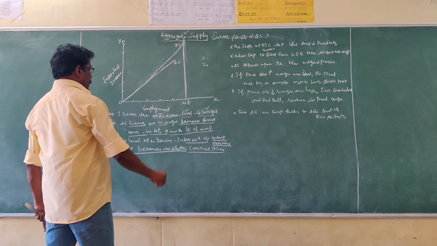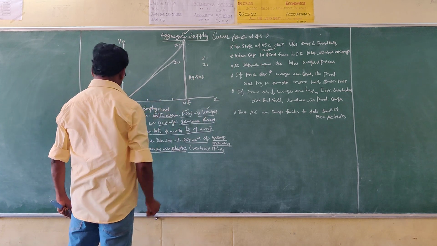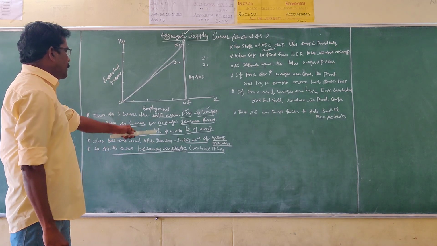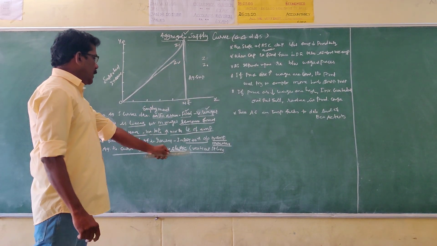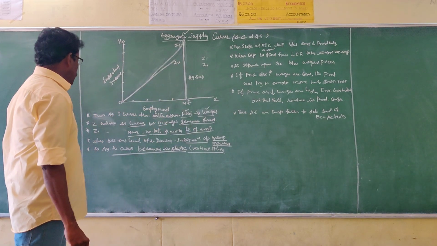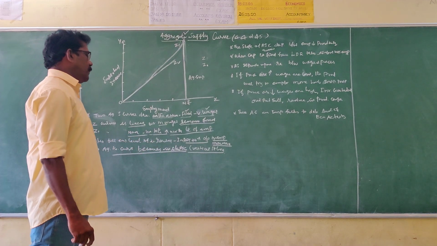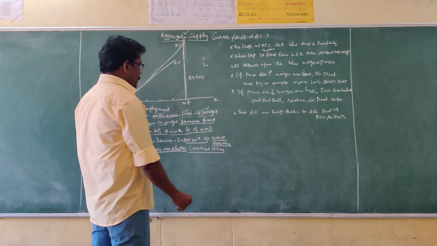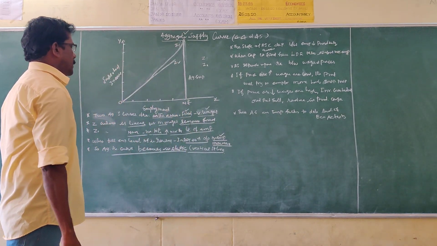This is known as the aggregate supply curve. At NF, the aggregate supply curve becomes inelastic, a vertical straight line. Why? Because the full level of employment NF is reached. It is not possible to increase the level of output by employing more employees.